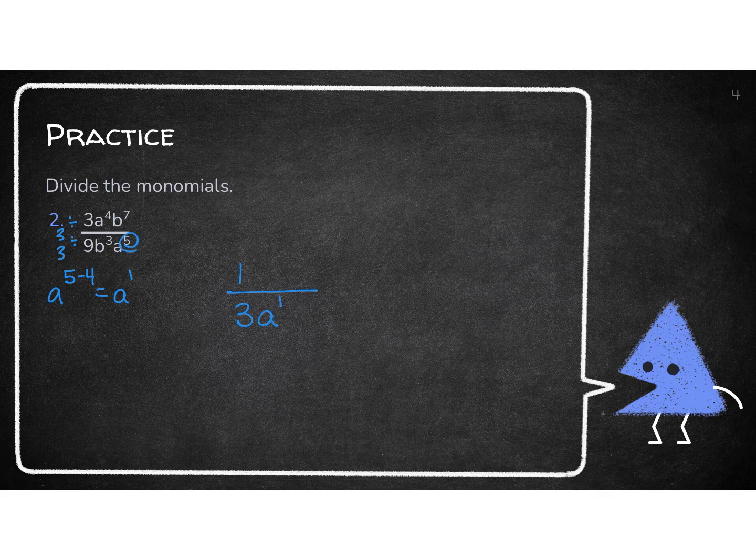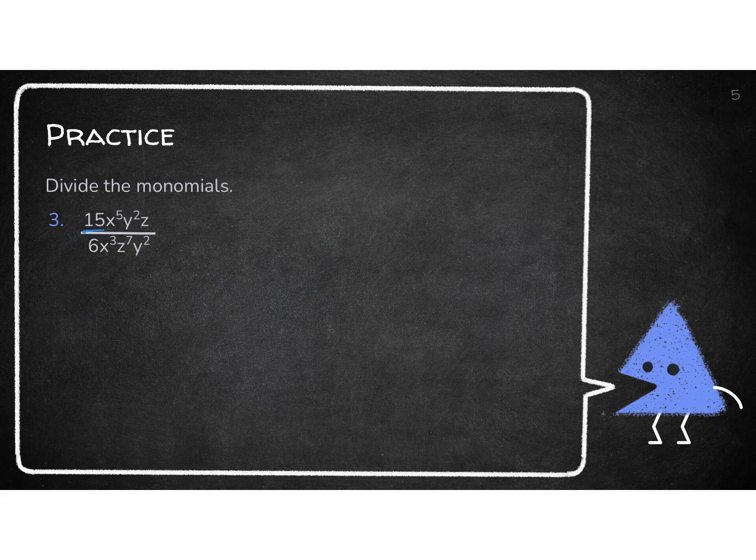Similar situation with my b's. I have a b to the 7th on top and a b to the 3rd on bottom. I'm going to do bigger minus smaller, so I'm going to get b to the 4th. And it's going to go where the bigger number started, on top, so that's going to go on the top. I only have one of my a's and one of my b's left, so I'm done. I'm ready to go on to the next one.